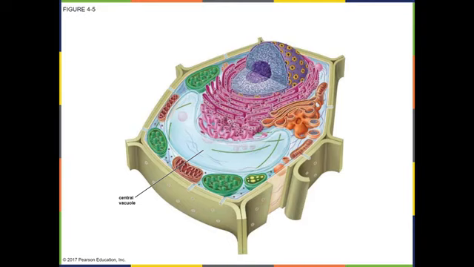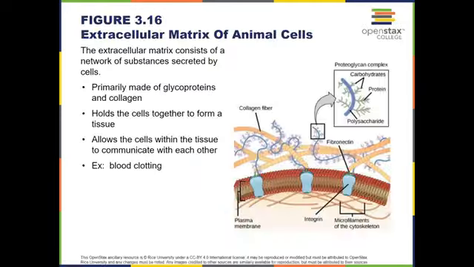So here the image is showing you the central vacuole. Central vacuoles mainly contain water, and they're found inside plant cells. They help regulate cell tonicity.